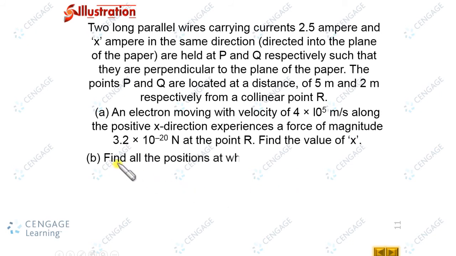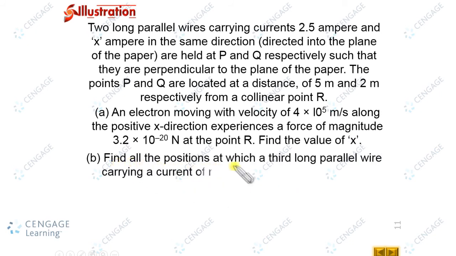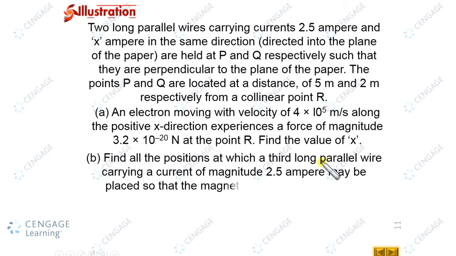In the second part of the question, we are asked to find all the positions at which a third long parallel wire, carrying a current of magnitude 2.5 ampere, may be placed so that the magnetic induction at R is 0. Okay, so let us move to part first. We will analyze part first of the question.